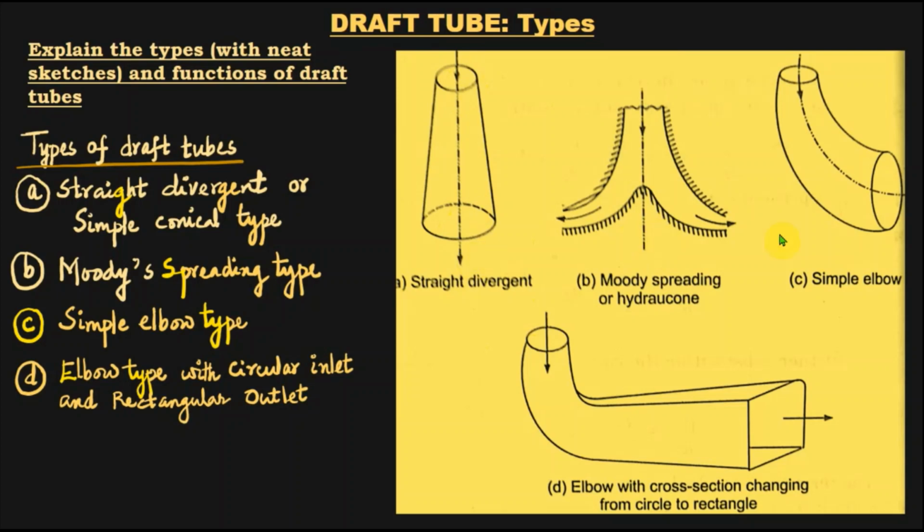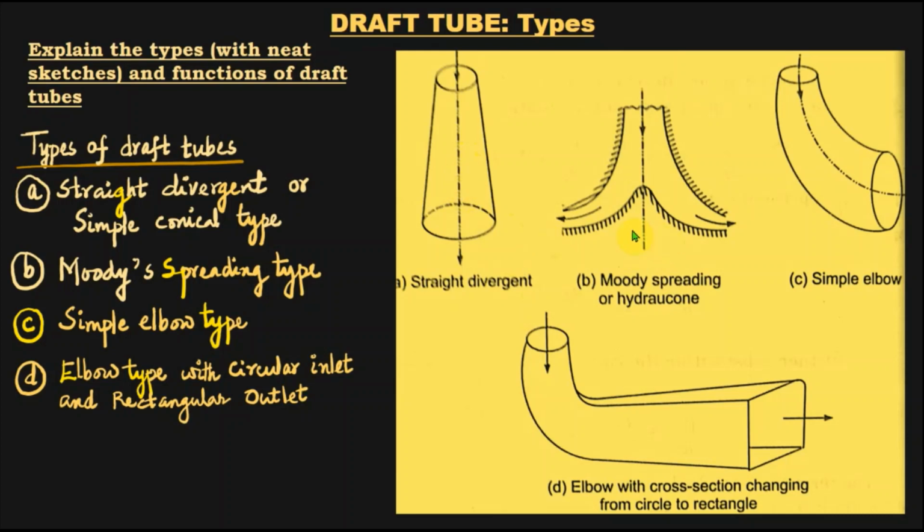So, in all the types of draft tubes, the important point is the area of cross section should increase from the inlet to the outlet. That means it should provide a diverging flow passage. So, this is the first type, straight divergent conical one, and its efficiency rating is about 80%.